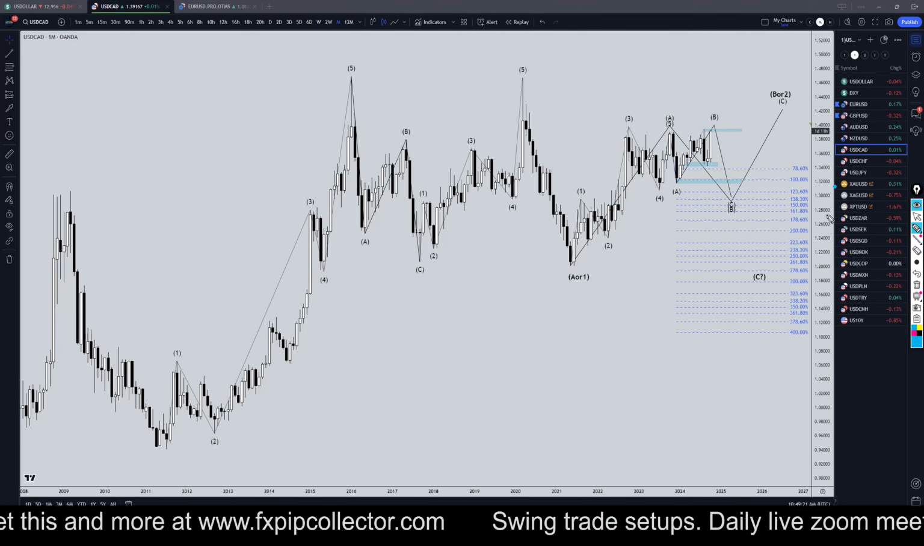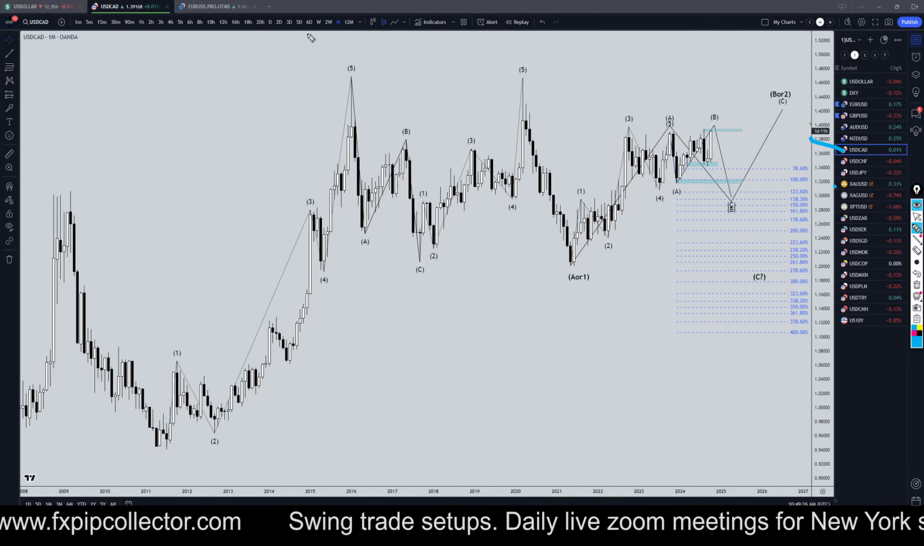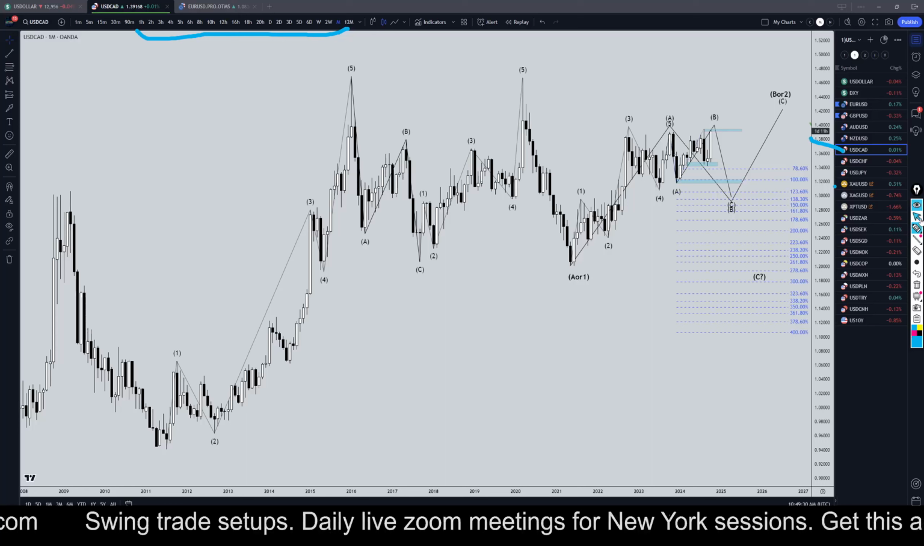Today is Wednesday, October 30th, and I'm going to be analyzing the US dollar Canadian starting on the monthly, working my way all the way down to the 1 hour time frame for the full top-down analysis.